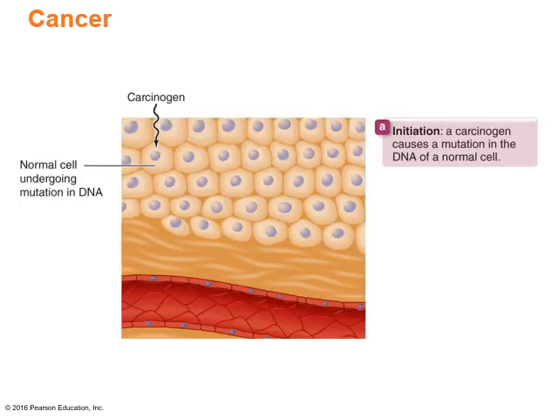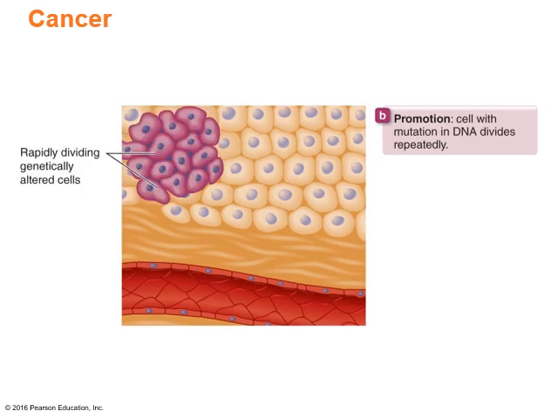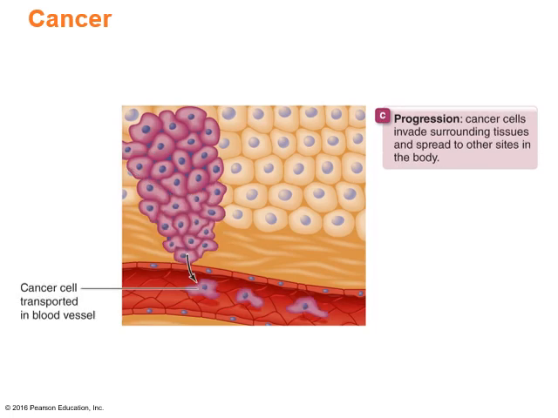There you see we've got the initiation phase, where a carcinogen causes a mutation in the DNA of a cell. So you see that one looks a little bit off. Then you see rapid division of that cell, genetically altering them. A cell with mutated DNA divides repeatedly in a way that it's not supposed to. And then potentially the progression: the cancer cells invade surrounding tissues and then spread to other sites in the body. And look, if it gets into the blood vessel and the bloodstream, then those cancer cells can spread to other places and wreak havoc elsewhere.